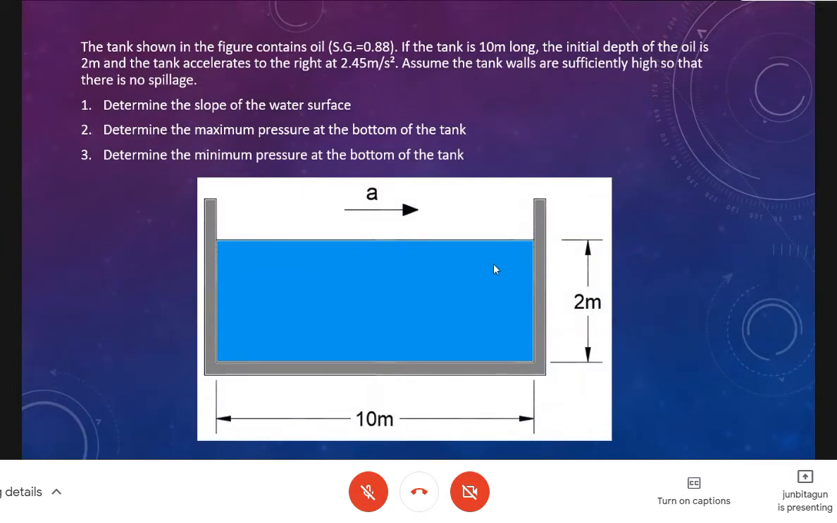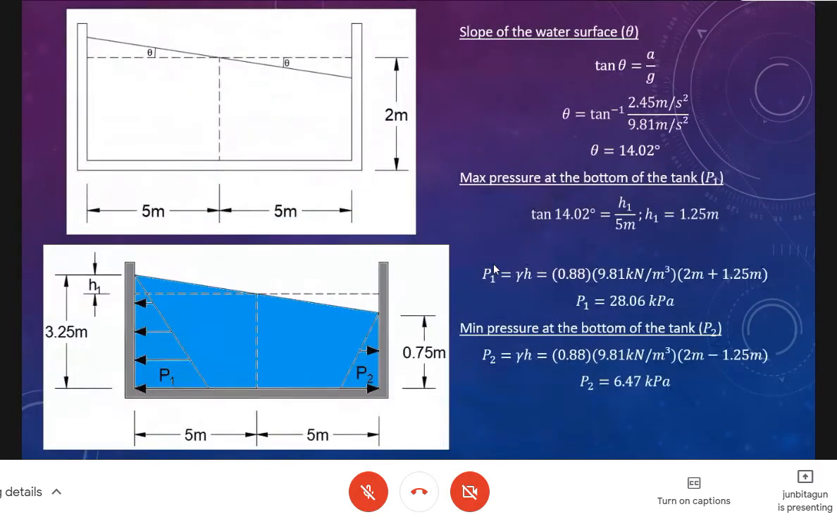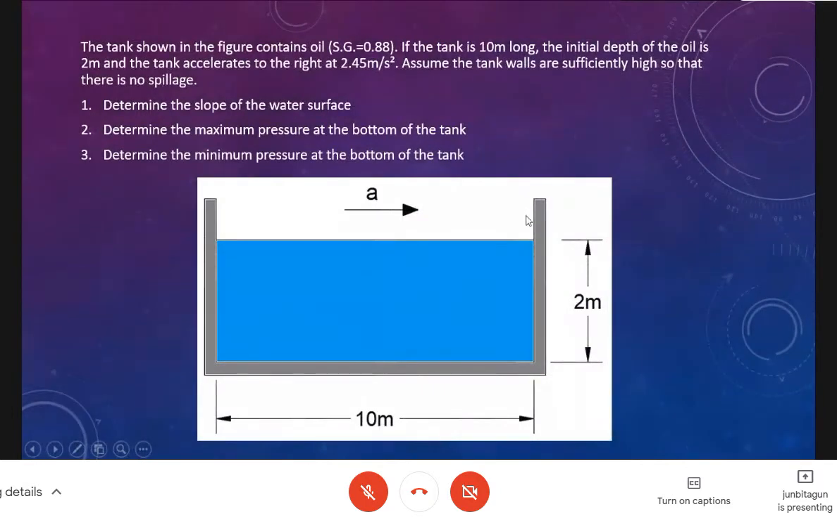Okay? So here, let's just get first the slope of the water surface. Now, with this angle, or with this acceleration, let's check what the theta is. So the theta is 14.02. Okay, let's check whether this will have a spillage or not. Wait. No total height is given, right? So I think no spillage would occur.